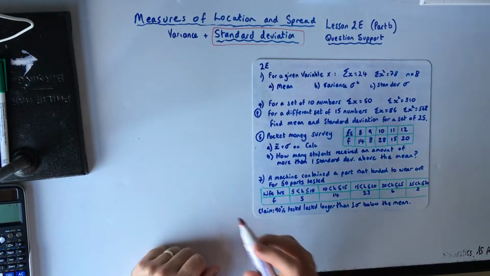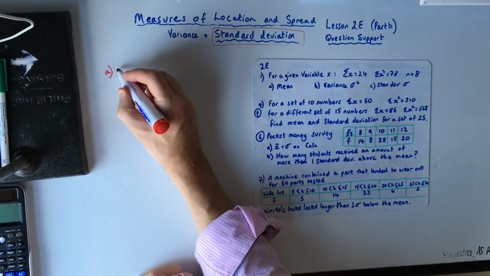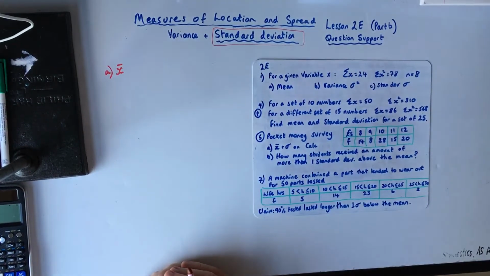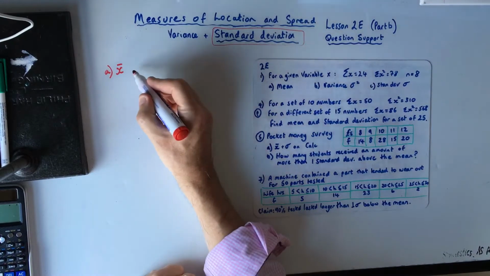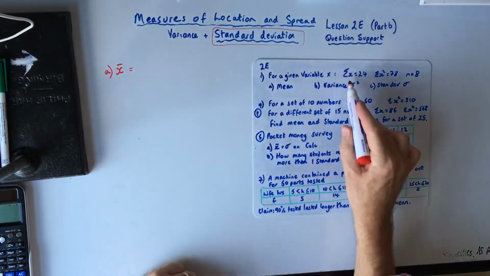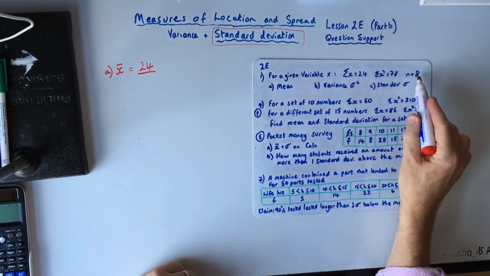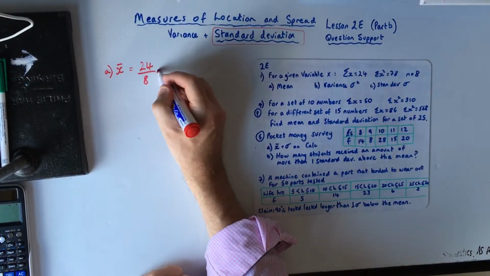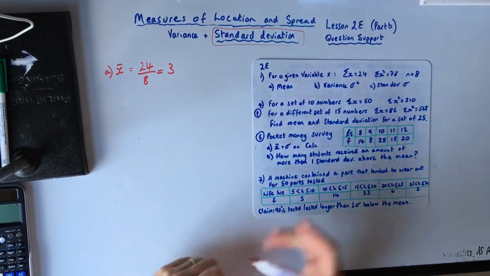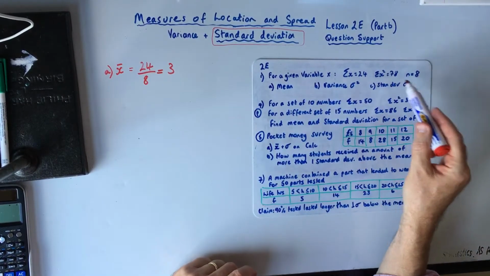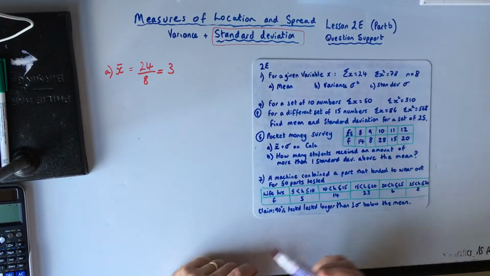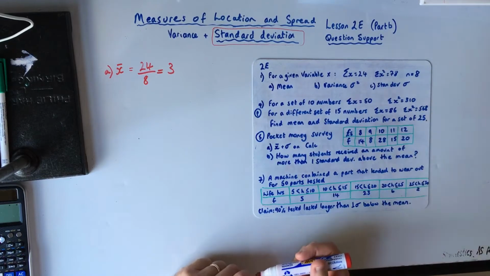Okay, so for part A, the mean, remember the symbol is that, isn't it? It's the sum of the numbers, all the numbers added up, and it tells you that it's 24. The sum of the numbers divided by how many there are, there's 8, so the mean is 3. That's simple. So it gives you some summary data in this question. It gives you some summary data in the next question as well.